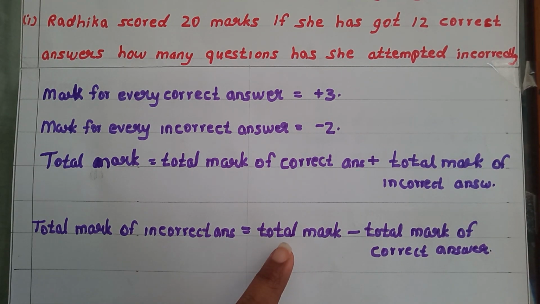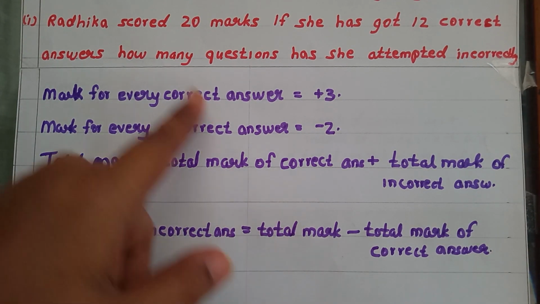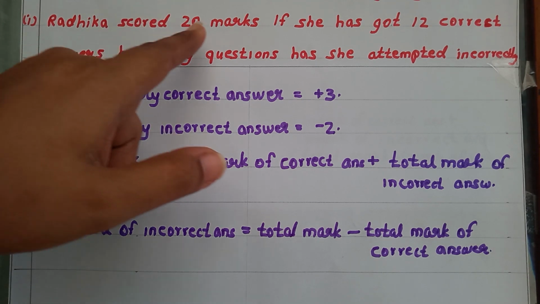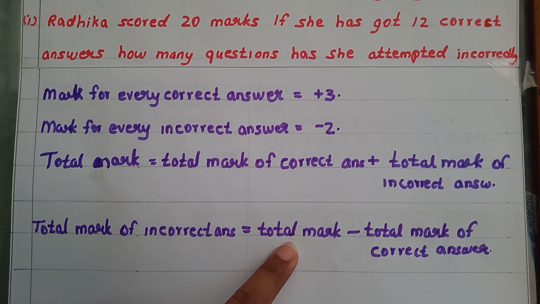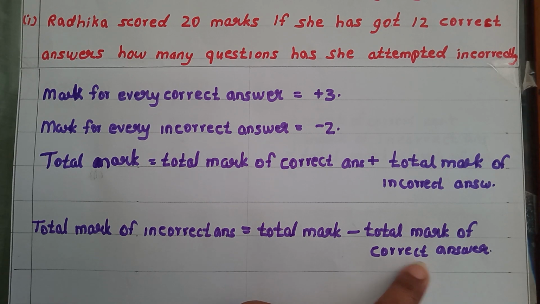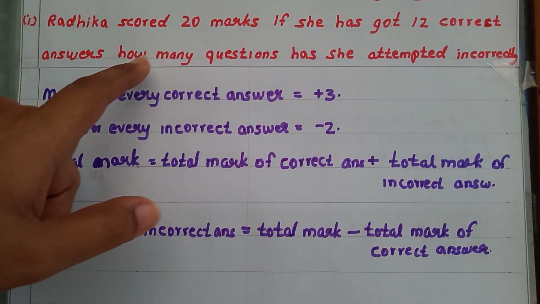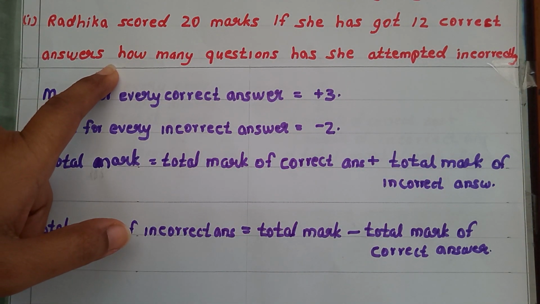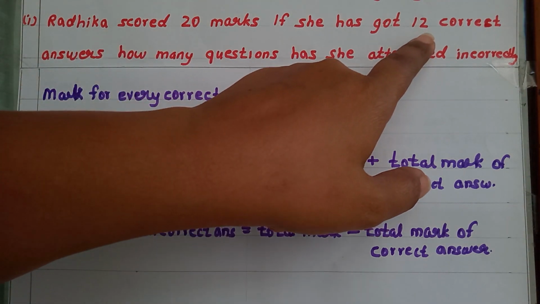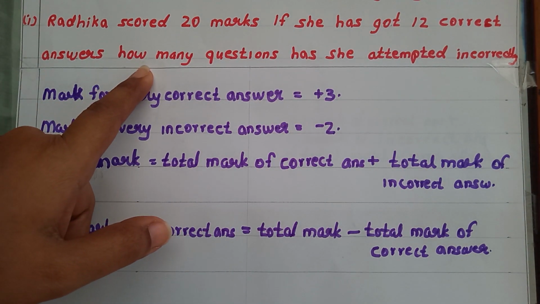But in the question, they have provided us the total mark. What is the total mark? Radhika scored 20 marks. That is the total mark. But they didn't give us the total mark of correct answer. But they have given us a clue that she made 12 correct answers. So how can we find out the total mark for correct answer?